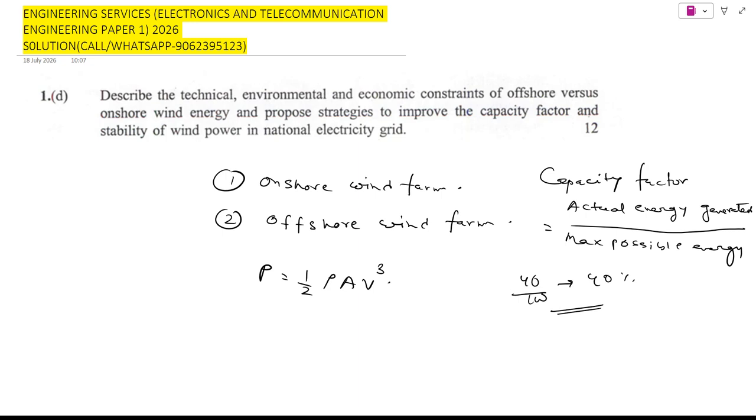Okay. Now, the second part, the examiner expects engineering solutions. So this will be like better site selection, larger turbines, advanced control system, accurate wind forecasting, energy storage, hybrid renewable plants. You can say smart grid technology, strong transmission network. Okay, so you can add these points for the strategies to improve the capacity factor.